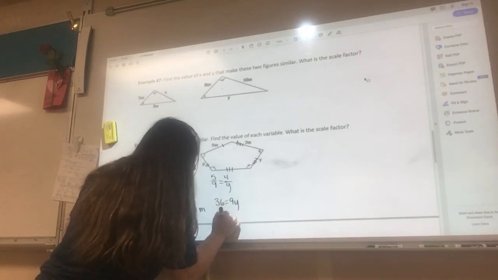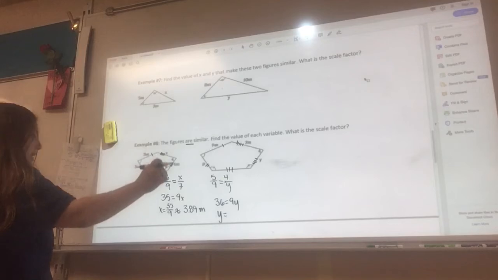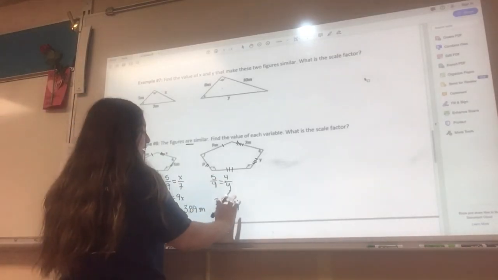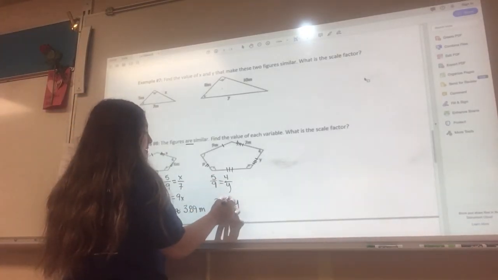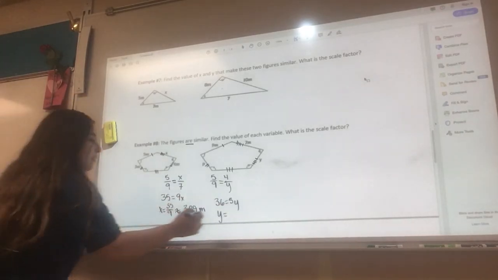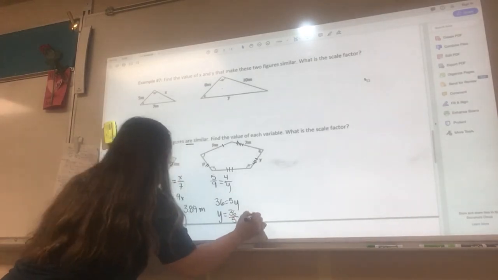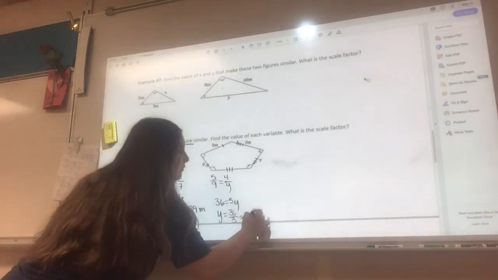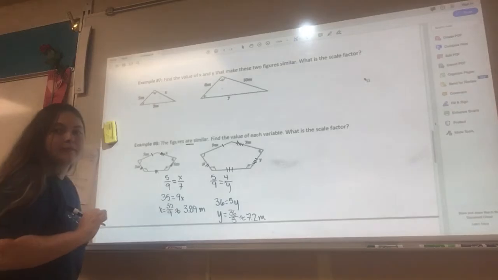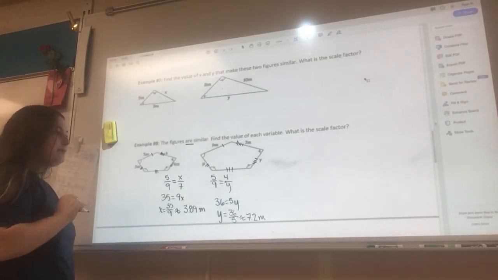We divide, which means 36 divided by, why is that 9? It's a 5, that's a 5. Sorry guys, that's a 5. 36 divided by 5. So we have 36 divided by 5, which is equivalent to 7.2 meters. So again, we found y by using that proportion of 5/9.